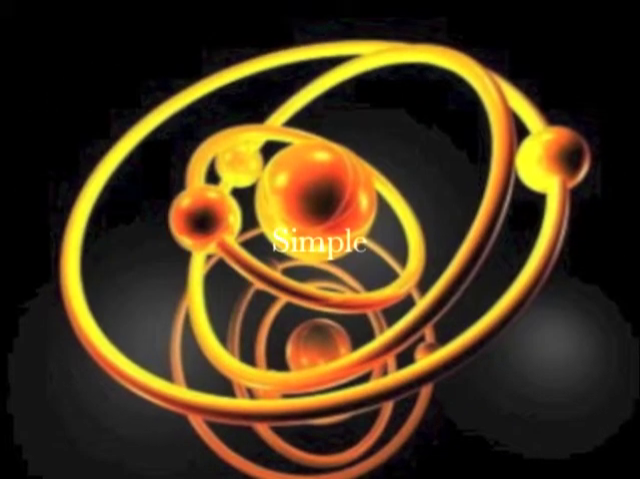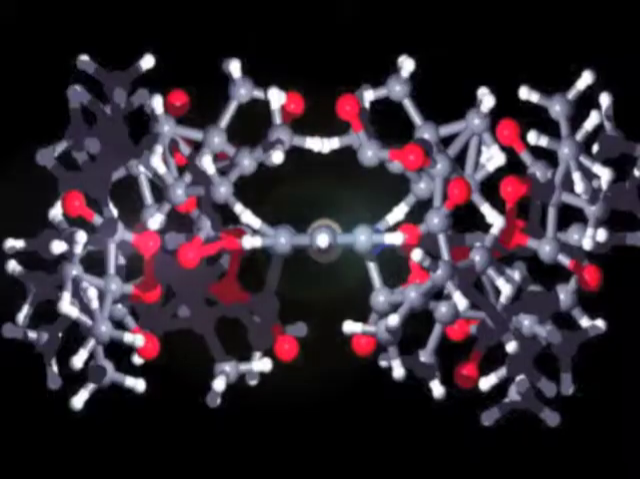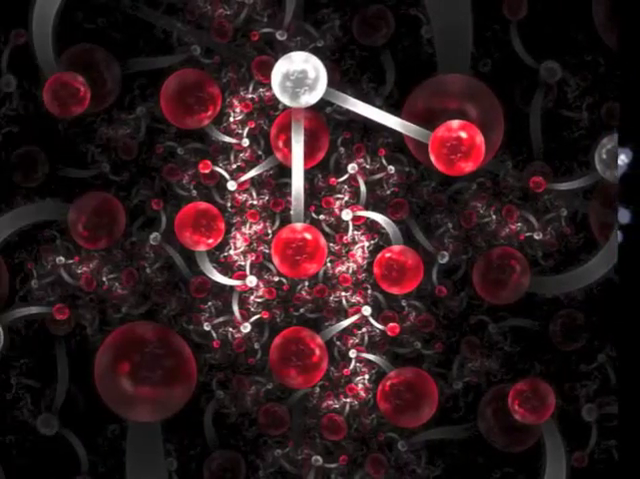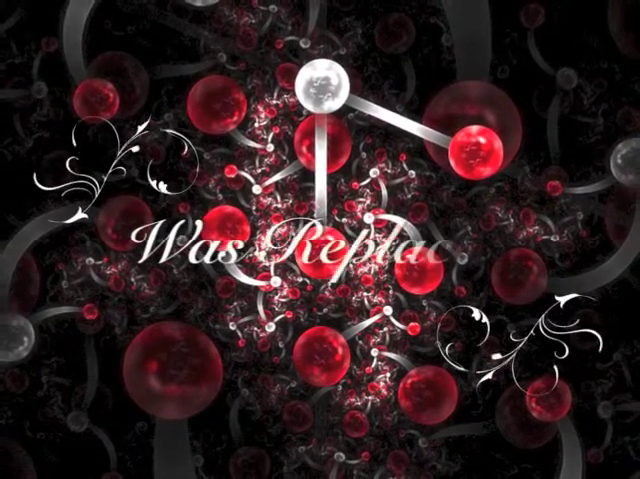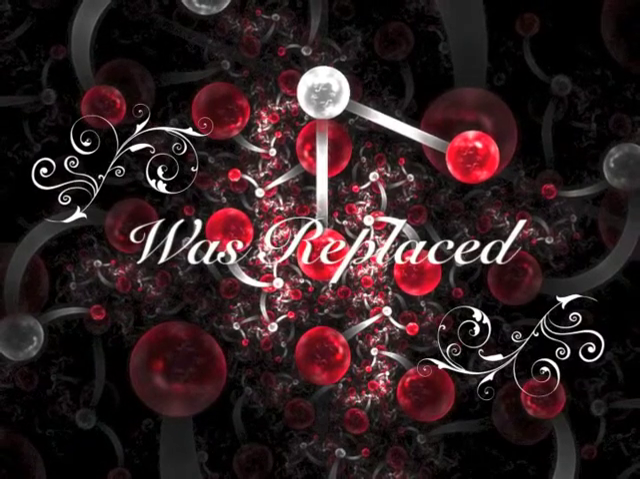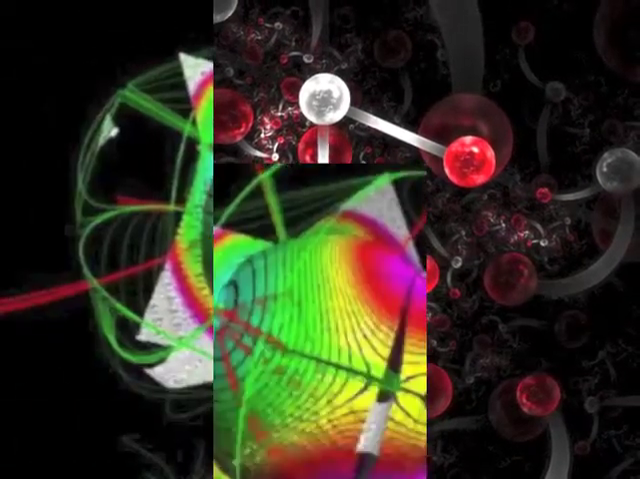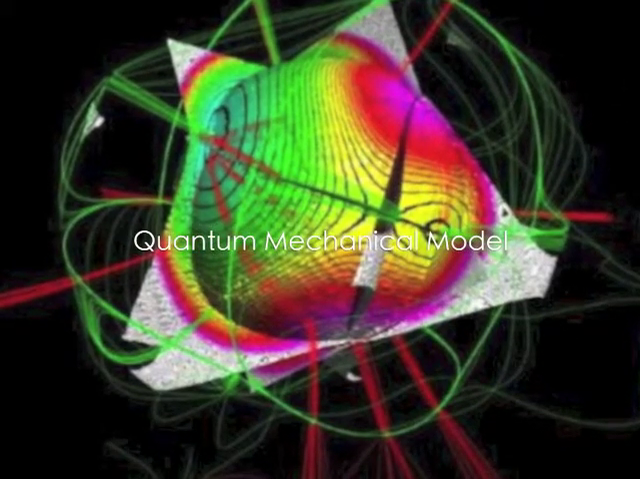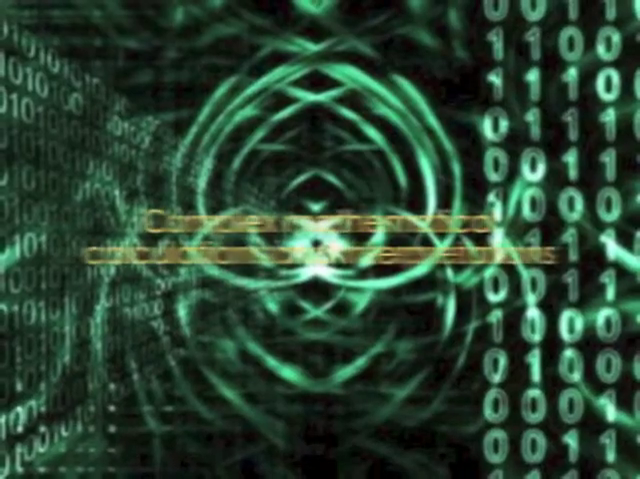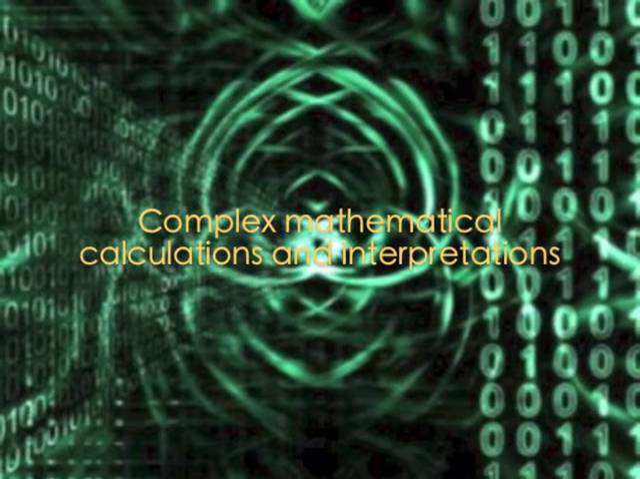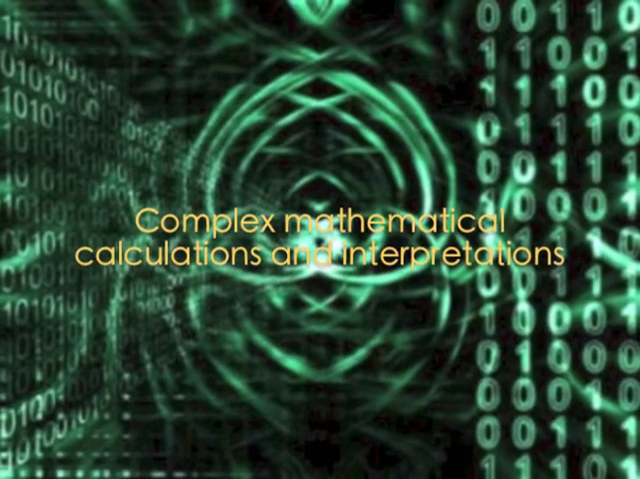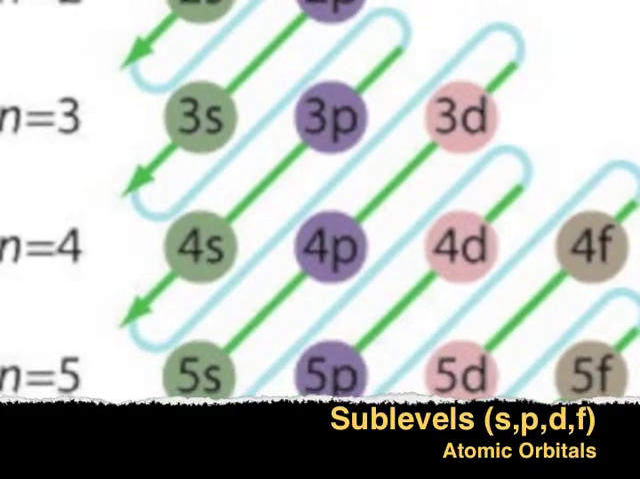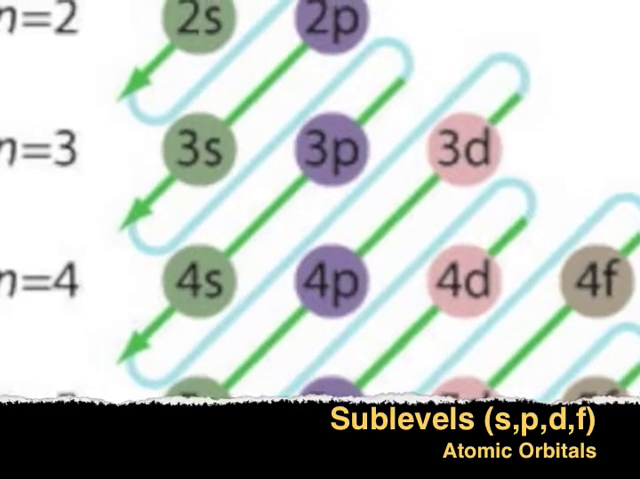But Bohr's model was rather simplistic, and as scientists made more discoveries about more complex atoms, Bohr's model was modified and eventually was replaced by a more sophisticated model. The quantum mechanical model of the atom presents a more accurate model of the atom. It is based on complex mathematical calculations and interpretations. It introduced the concept of sublevels, s, p, d, f, and atomic orbitals.